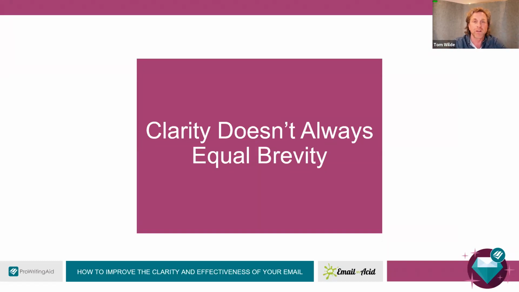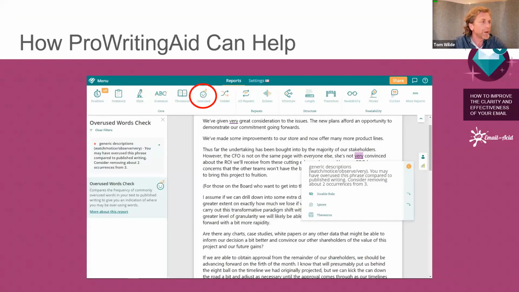Be specific. Okay, how ProWritingAid can help. There are lots of areas that ProWritingAid helps with being specific, but what I've highlighted here is our overused words check. It compares your writing to published writing.